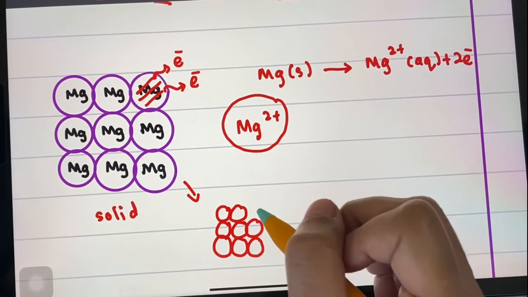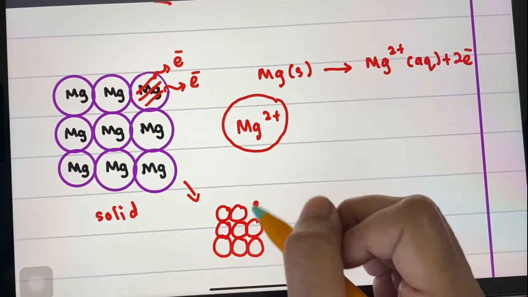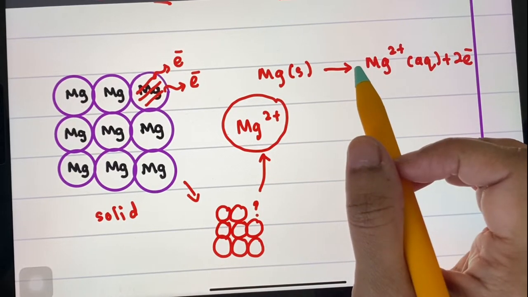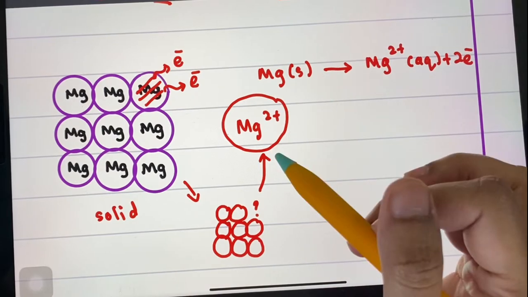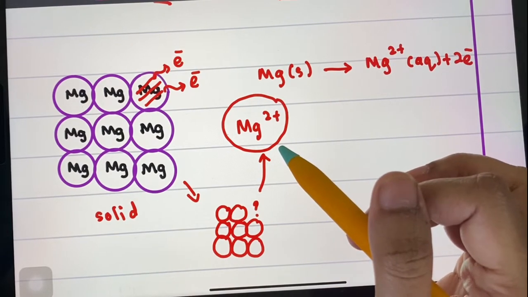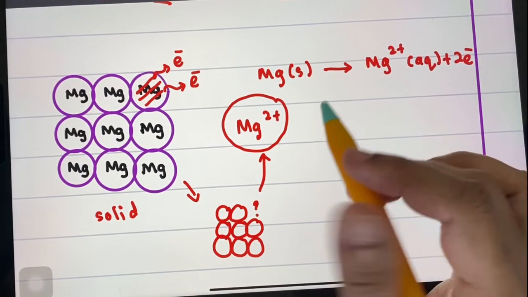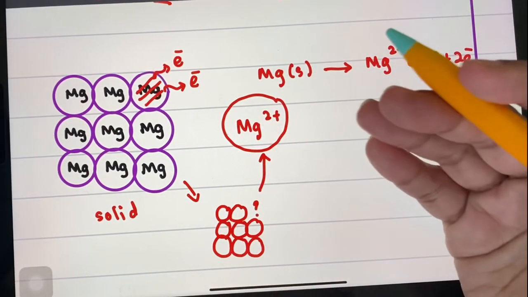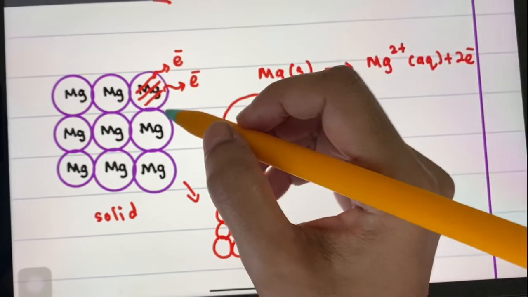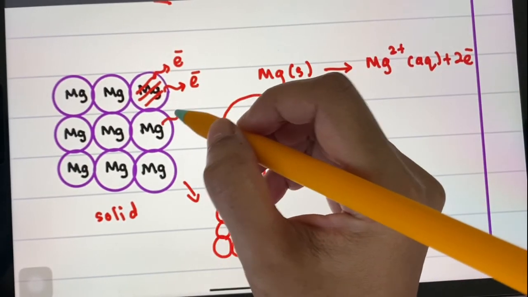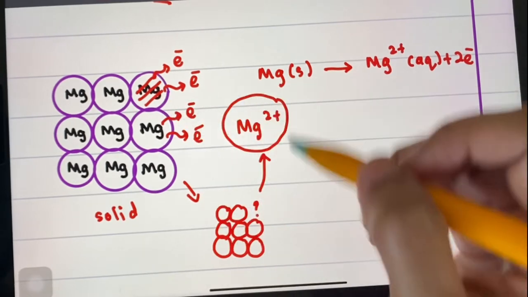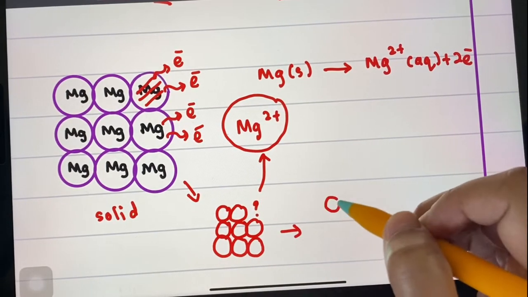1, 2, 3. Okay, so where has this gone? This is already dissolved as a magnesium ion, and it dissolved in our electrolyte. So if there is some more magnesium and the chemical cell keeps continuing its process, the next atom will also be dissolved. One loses its electron, and then what happened? It will become like this.